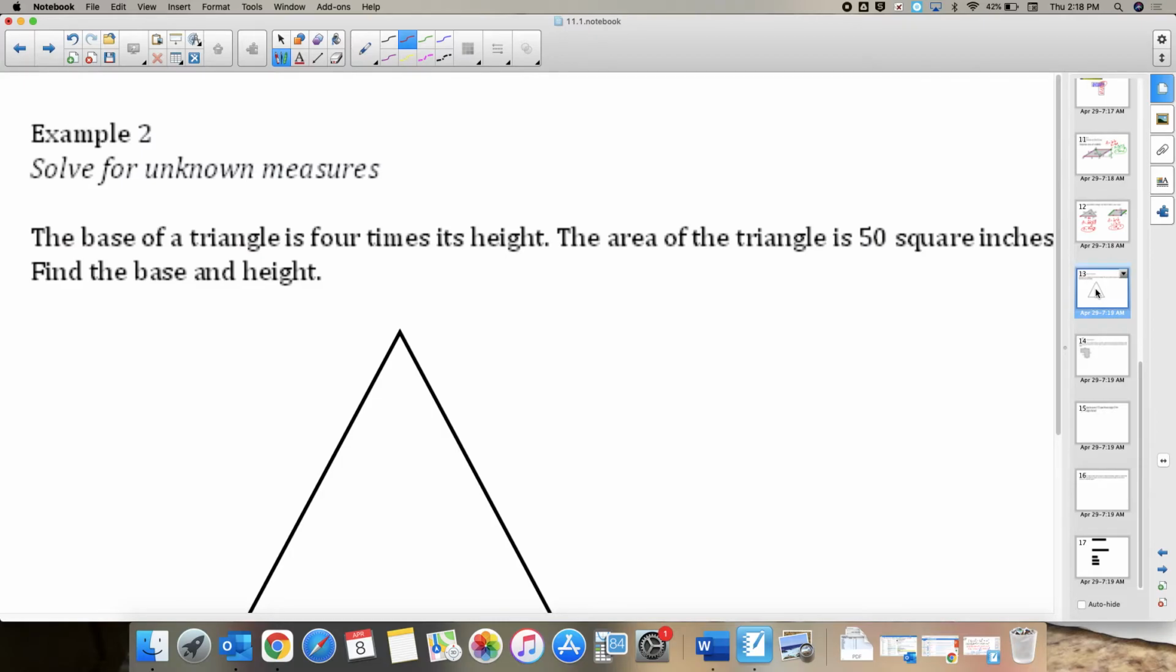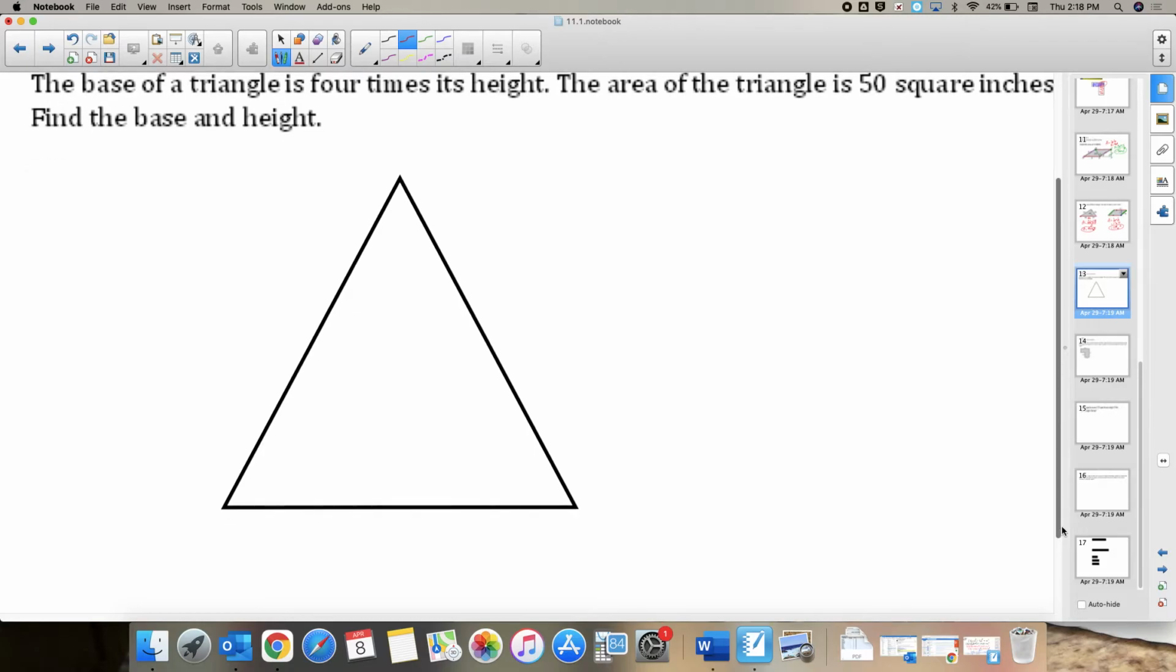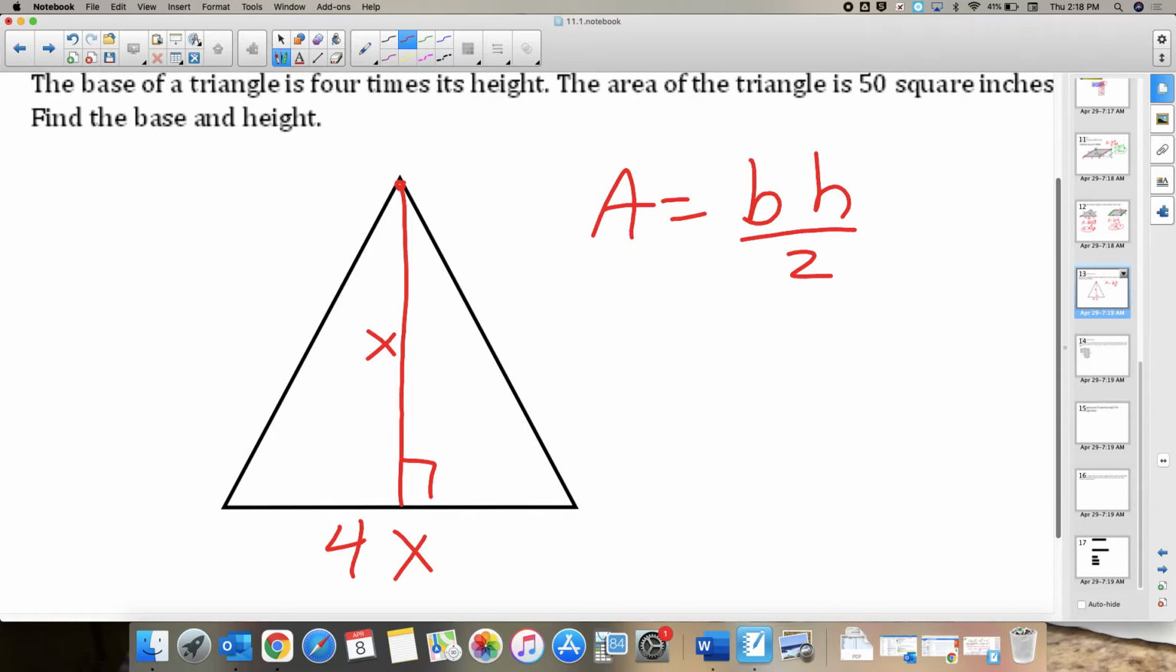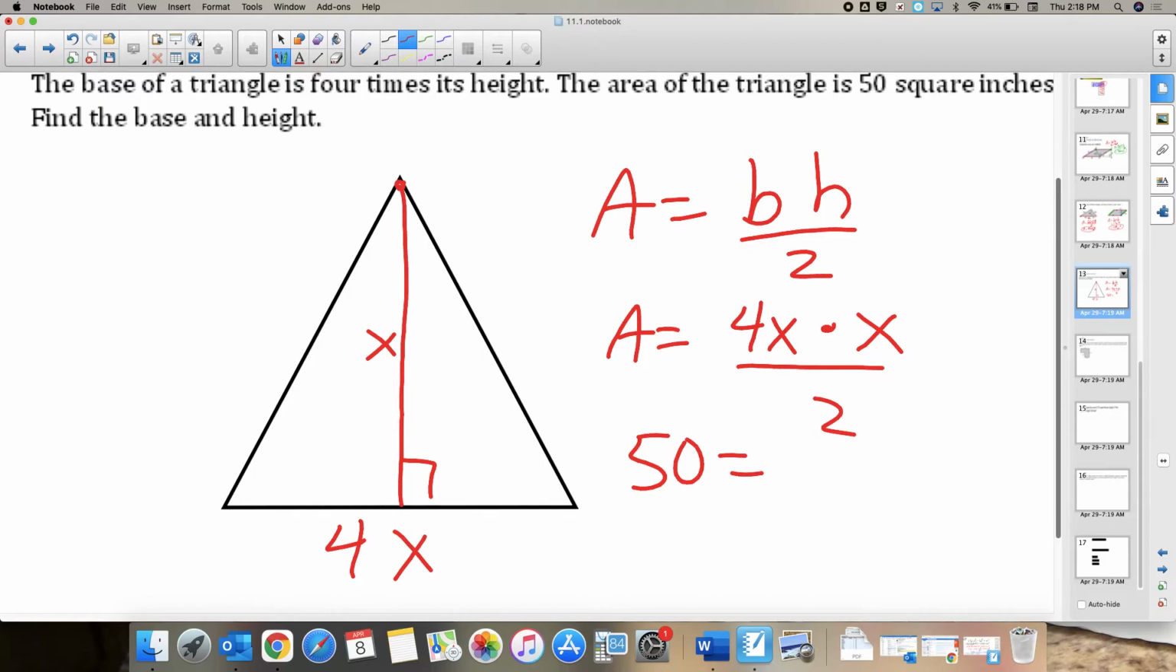And our next one says the base of the triangle is 4 times its height. So whatever the base is, it is 4 times the height. Well, unfortunately, I don't know what the height is. So I'm just going to call it x. The base of the triangle is 4 times that height. So it'll be 4x. Area of a triangle is base times height divided by 2. So my area is base, which is 4x, times my height, which is x, divided by 2. So I got 50 equals 4x times x is 4x squared.